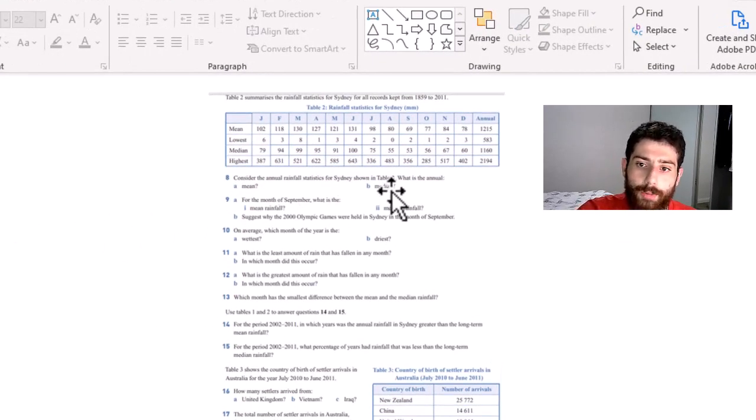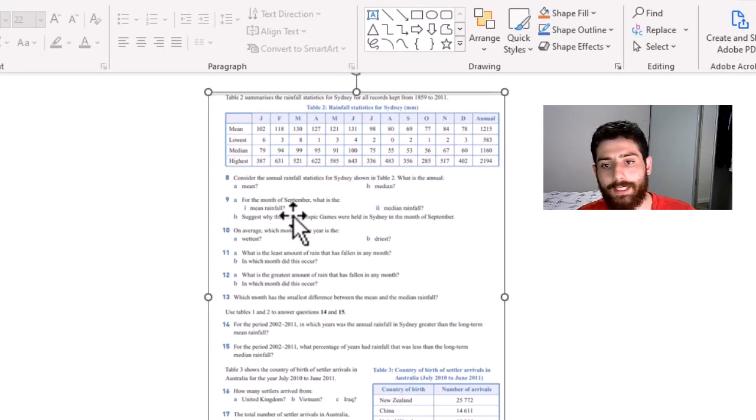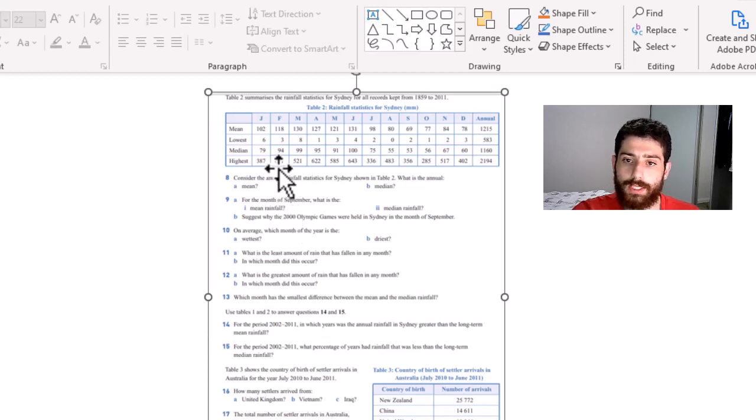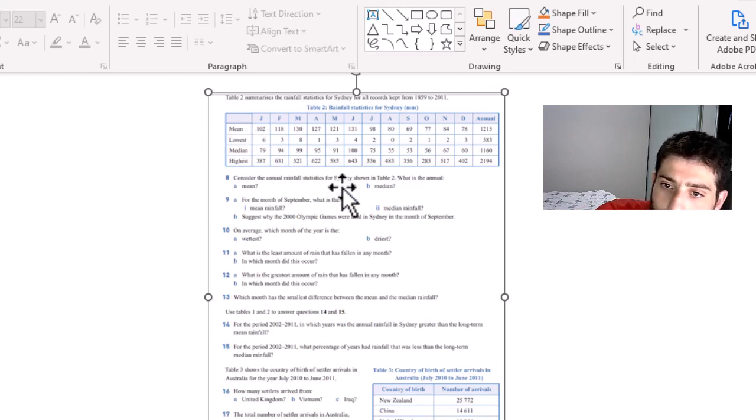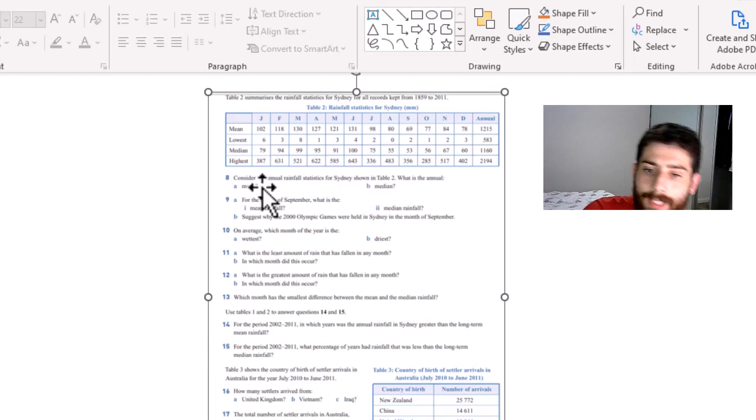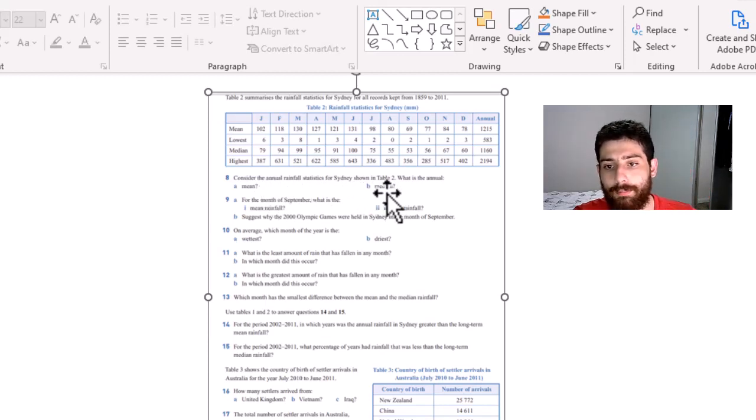Let's talk about the median and mean that I explained in the first part in the session. So here, this is the table. So the first row is about months, January, February, March, etc. And the first column here are about mean, lowest, median, highest. So here, consider the annual rainfall statistic for Sydney shown in table 2. What is the annual mean? And what is the annual median?